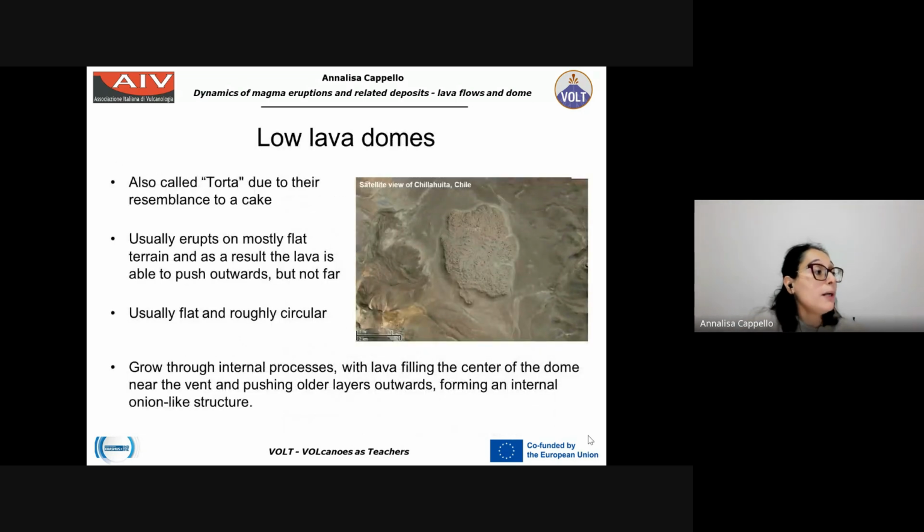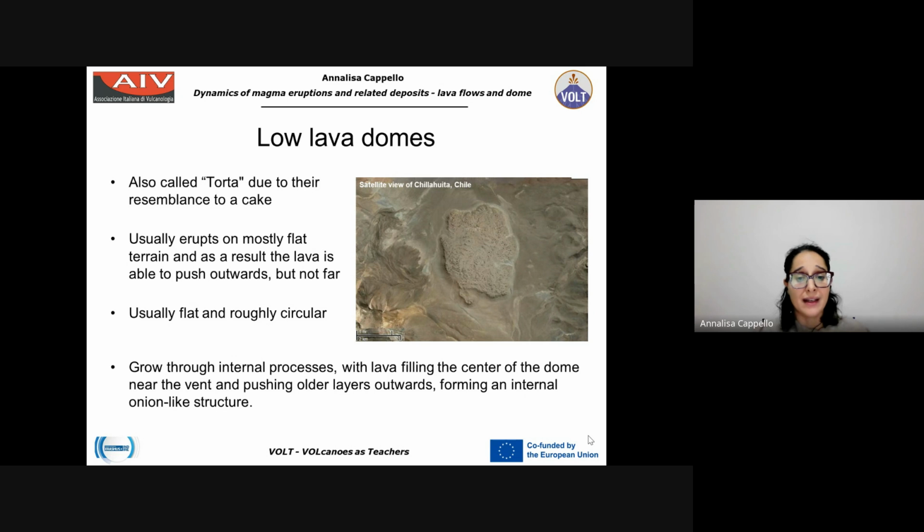Okay, low lava domes are also called tortas due to their similarity with a cake. They usually erupt on very flat terrain, and so the lava is able to push outwards, but not far from the emission center. They have a shape which is usually flat and almost circular. For this reason, they seem like a cake.